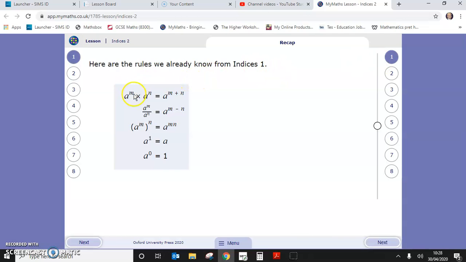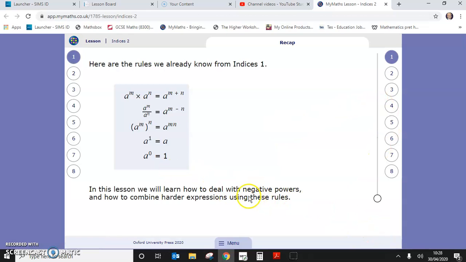So the first one up here, when I'm timesing two numbers together, I'm going to add the indices. When I'm dividing, I'm going to subtract the indices. When there's brackets involved and it's to a power of a bracket, I'm going to multiply them. A to the power of 1 is just A, and anything to the power of 0 is just 1.